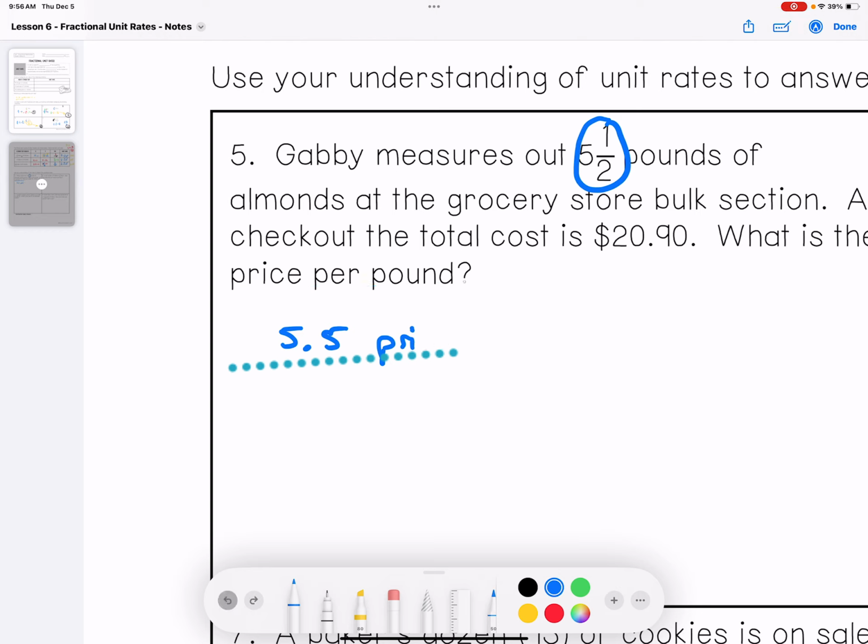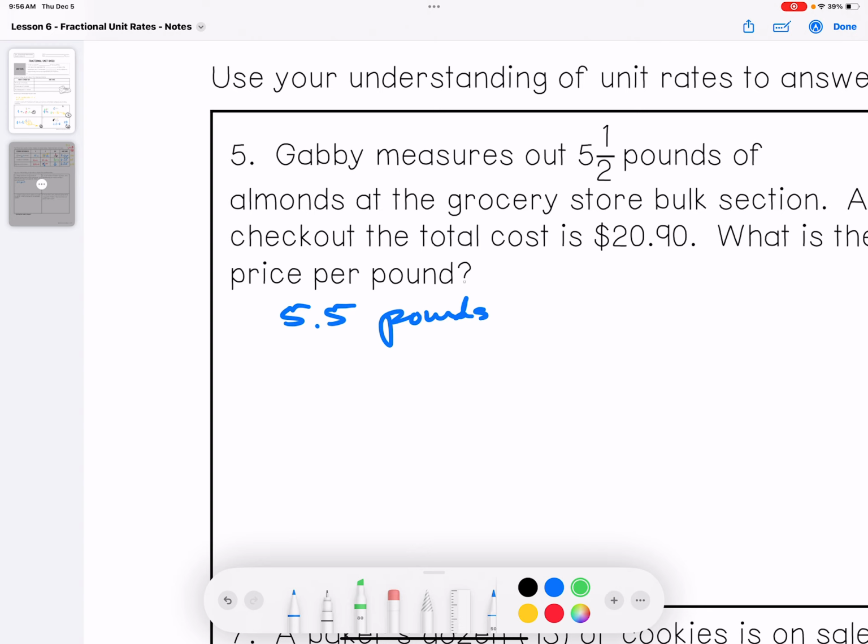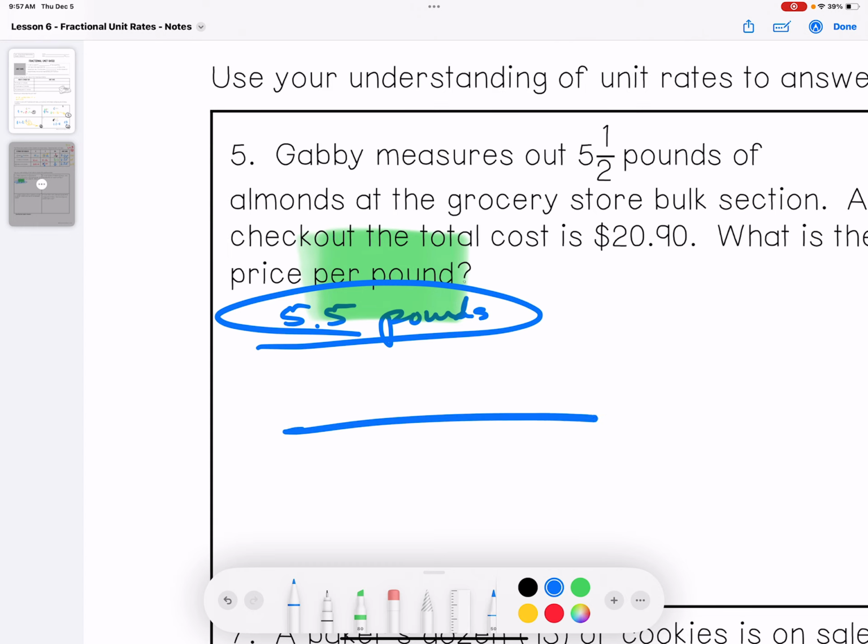Let me go back. Let me write my 5.5 and leave that pounds. All right. The per pound goes on what? Bottom, because it's X over Y, per. Because per is the 1. The 1 is going to end up on the bottom where X is. So that is going to be on the bottom of your little division sign there.